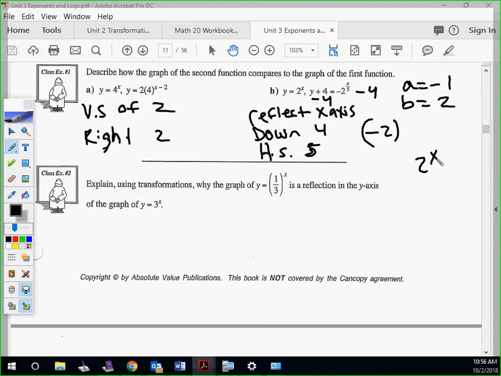Explain using transformation why the graph of y equals (1/3)^x is a reflection in the y-axis of the graph y equals 3^x. So this is a good one. This is good for yesterday. Let me restate the question so you guys are listening. Why? We know that these two graphs look like this. We did it just a second ago. We know the (1/3)^x does this, and we know the 3^x does this, right? So they're a reflection over the y-axis. Why?